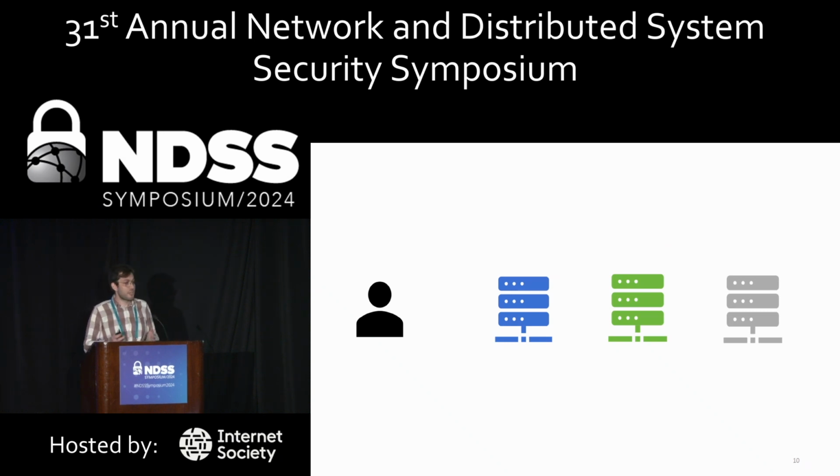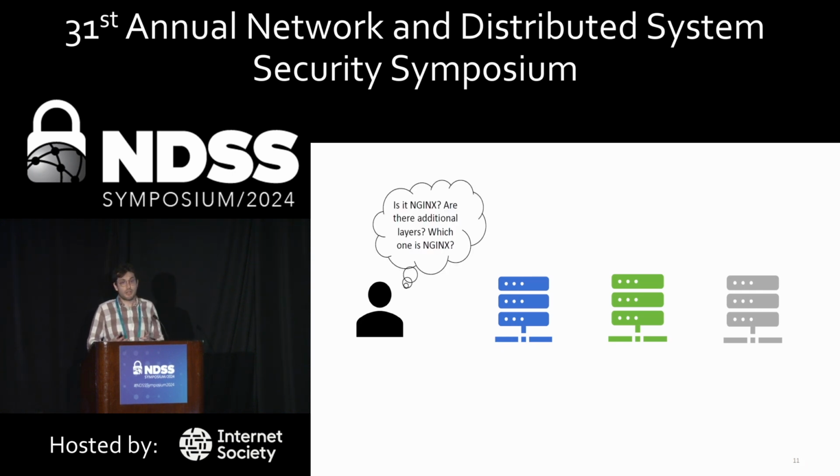However, as I mentioned, we have these multiple proxies, so there are some problems with that. We are not sure if the server that we detected is Nginx or not. And we don't know if there are additional layers. It might be 2 layers, 3 layers, we don't know. And even though there is an Nginx server, we don't know which one is Nginx, whether it is in the first layer or the second layer.